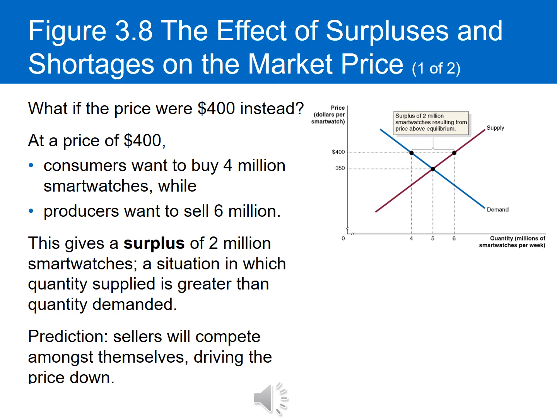So in this case, there's a surplus. There are 2 million more smartwatches on the market that firms want to sell than consumers are willing to buy. A surplus, again, is a situation where the quantity supplied is greater than the quantity demanded. So what's going to happen in this case? Firms are going to have extra smartwatches sitting around. So what they're going to do is compete amongst themselves. They're going to drive the price down, offering to sell at a lower and lower price to try to induce more customers to buy the smartwatches from them.